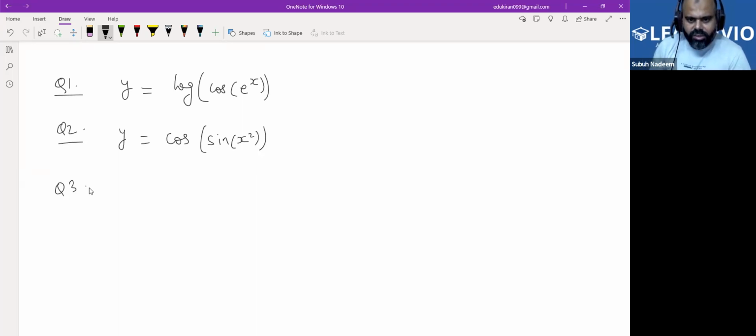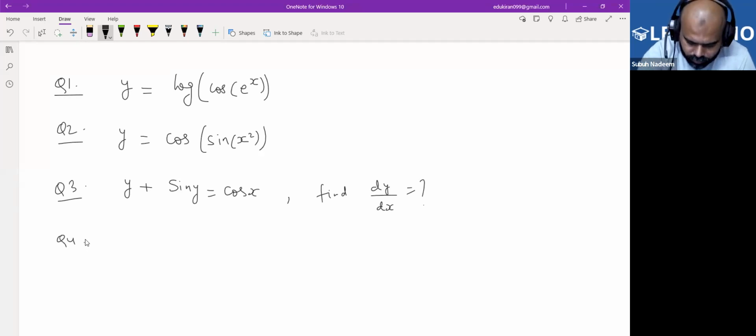Then another function is like this. If y plus sine y is equal to cos x, find dy by dx. So in all of these cases, you have to find dy by dx. Next question: 3 to the power x plus 2. So try these four questions, then we will discuss them.